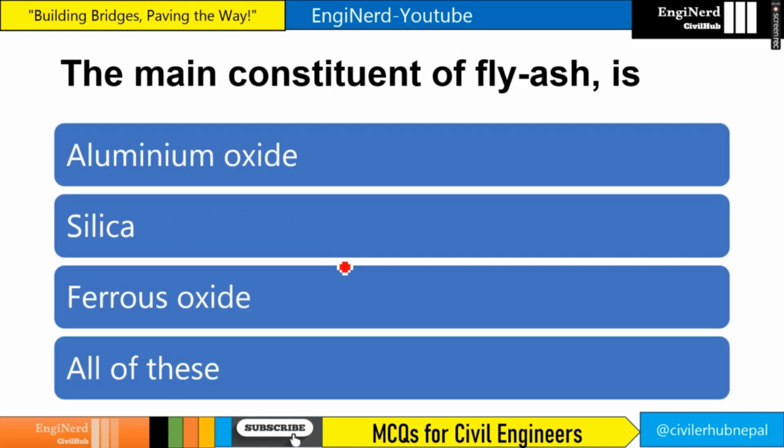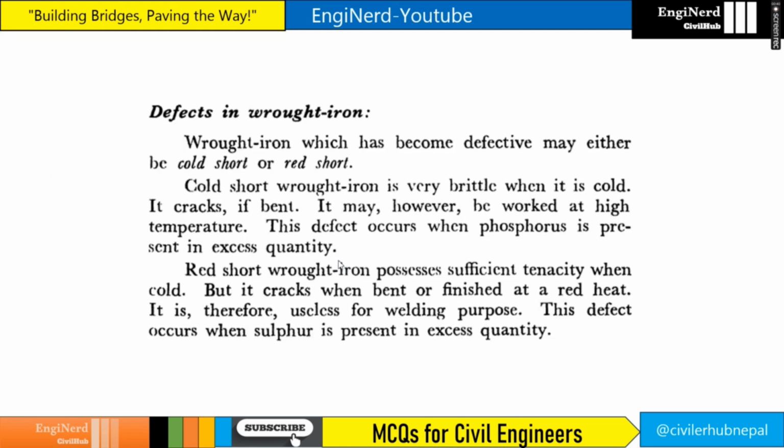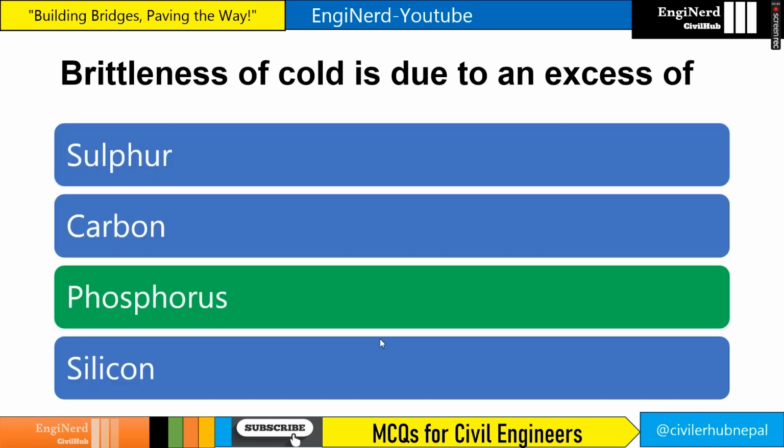The main constituent of fly ash is aluminum oxide, silica, ferrous oxide, all of these. So the answer is all of these. Brittleness of steel is due to an excess of phosphorus, and red shortness is due to sulfur, right? You can see here that cold shortness occurs when phosphorus is present in excess quantity, and red shortness occurs when sulfur is present in excess quantity.